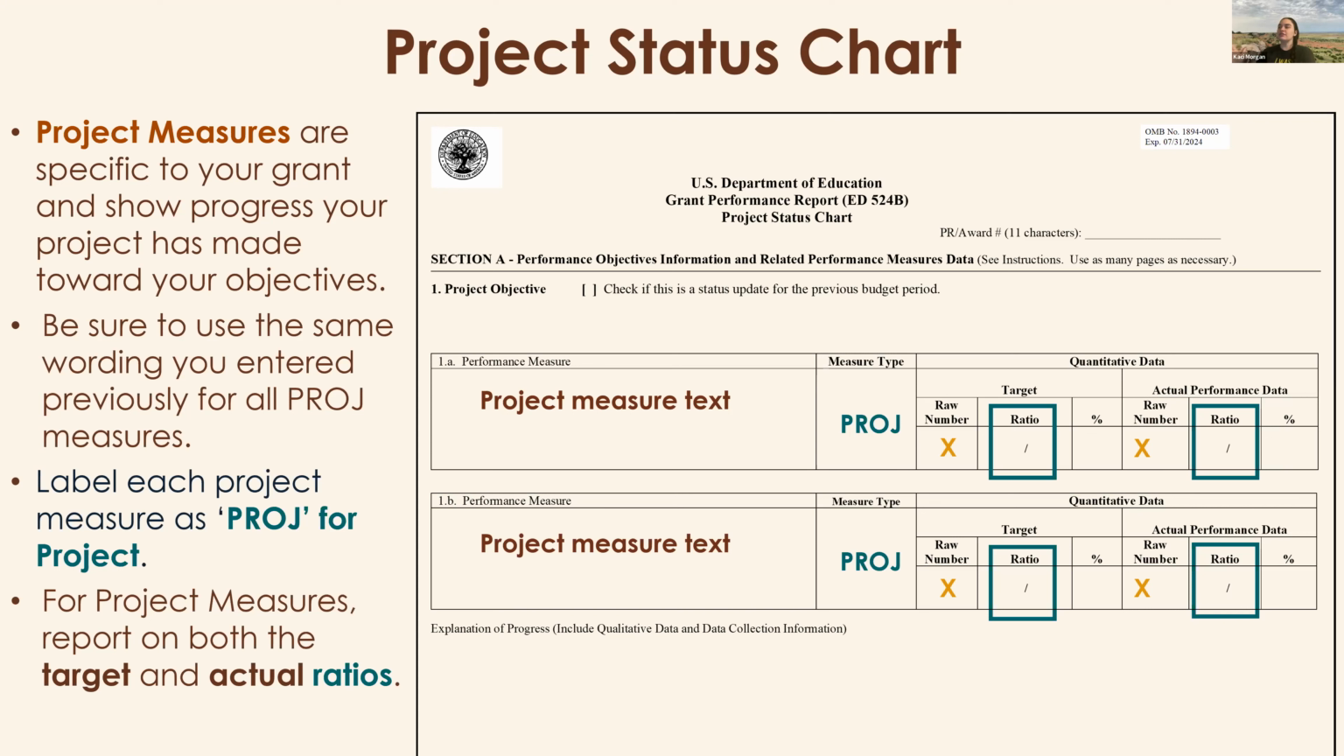What you see on the screen is what your completed chart should look like. You won't have anything in those other boxes that are blank or that have an X in them. You'll have your project measure text in the box. You'll have the dropdown that says PROJ. And then in those blue boxes around ratios is where you will fill in data. So you'll have your target ratio, and then you'll have your actual performance data.